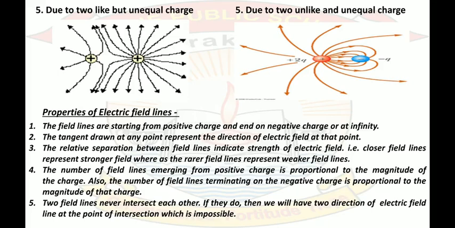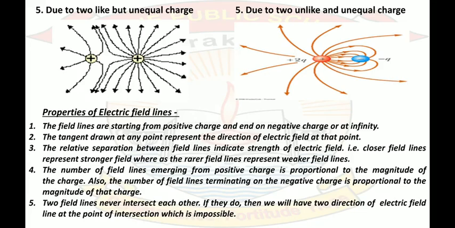One more point has just come to my mind, that electric field lines never form a closed loop. Please note it down. Electric field lines never form a closed loop, as they start from positive and terminate on negative. So there is no chance that an electric field line starts from a particular point and ends at that particular point only. Electric field lines never form a closed loop.